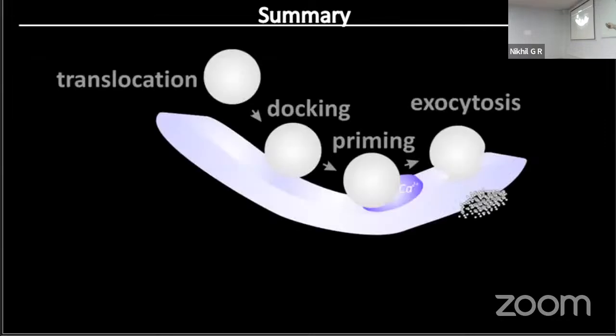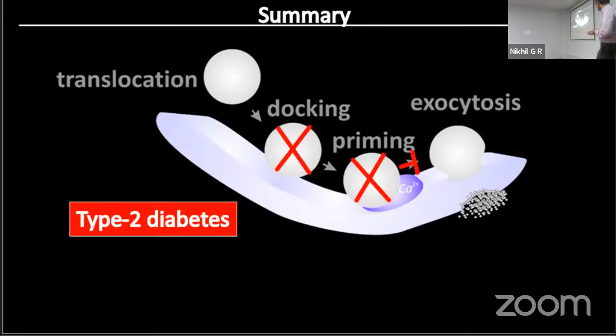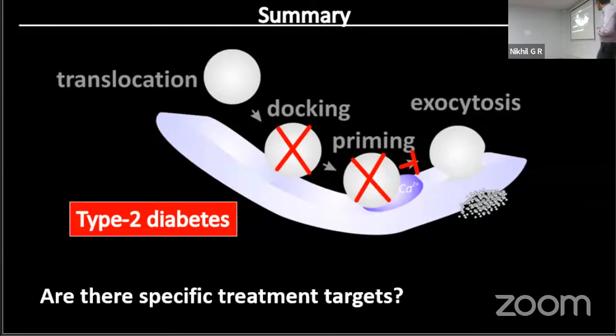Until now, I have told you about the granules coming to the membrane, docking, and then priming, which is recruitment of more proteins, and then there's the synapses. I probably convinced you that there's less docking and less priming in type 2 diabetes, right? So, are there any specific treatment targets? I told you about so many proteins. We want to induce at least one protein so that we can recover the phenotype that we see in type 2 diabetes, right?